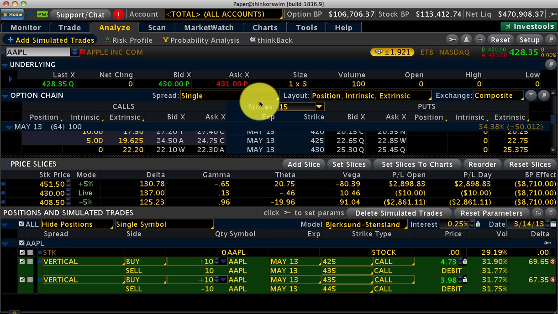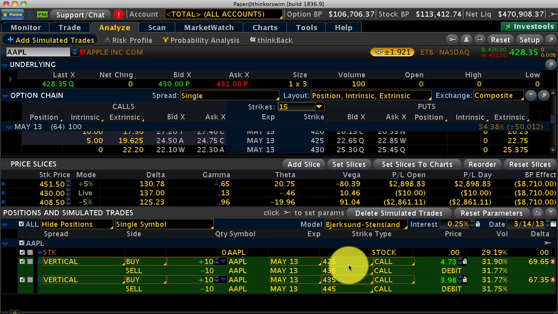Let's say you got the move, and Apple went from 428 to 435. So Apple makes a move of $7. In which case, both your bull call spreads will be doing well, which means you'll have a profit. But let's look at the subtleties of both these spreads and try to understand what will happen to either one of these spreads if Apple moves to 435.